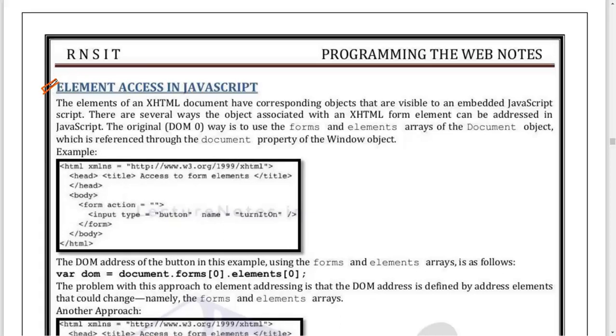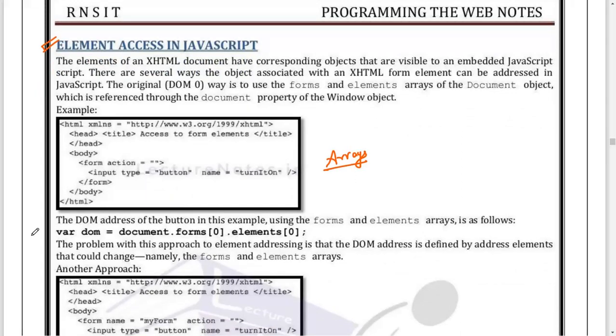Now we will see some examples of how to access elements in JavaScript. Whatever element you created in the HTML can be accessed in JavaScript by using three methods, which are very important. First method is by using arrays. By using arrays we are going to access the elements of HTML in JavaScript. As we know, var is the keyword used to create a variable. After creating the variable, I'm going to give the variable name as dom, and we know document is the name of the object, which is the document object.